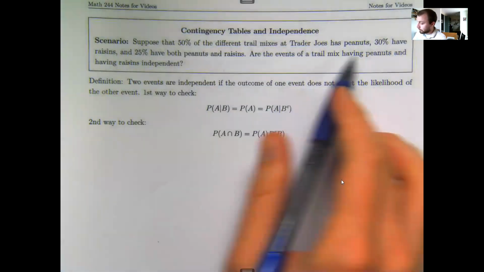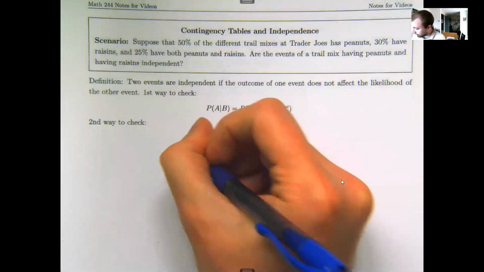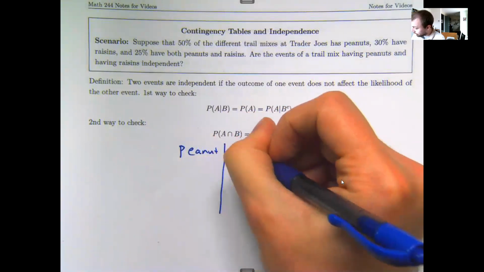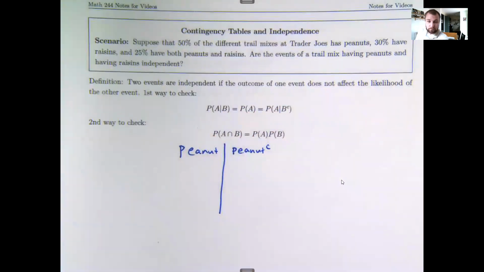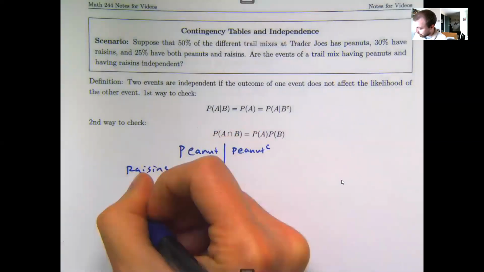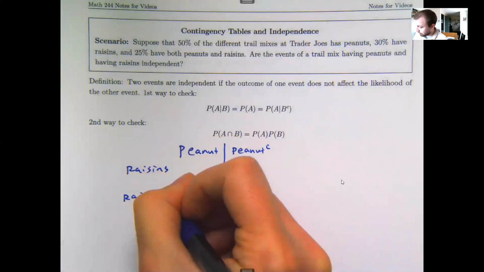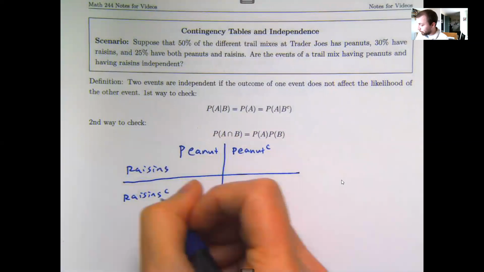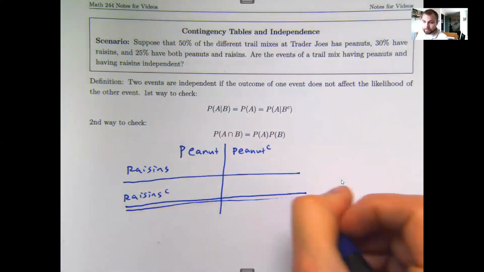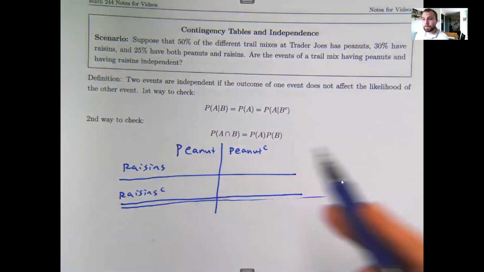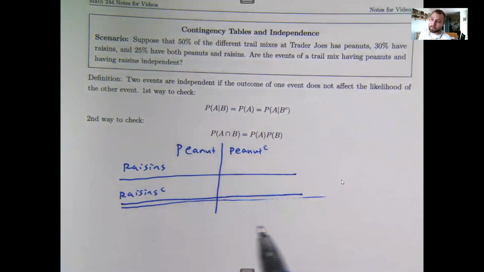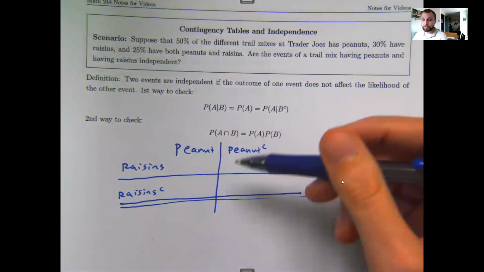I'm going to make a table to see what's going on, but I have trail mixes that have peanuts in them. Some do not, so peanut complement. I've got some that have raisins and some that do not. When I'm making these contingency tables, I always put one variable as my column. And if I have like 20 different types of peanuts, I would have 20 different columns here. But it's pretty common to have that thing and not that thing. You're going to put the other variable as rows.